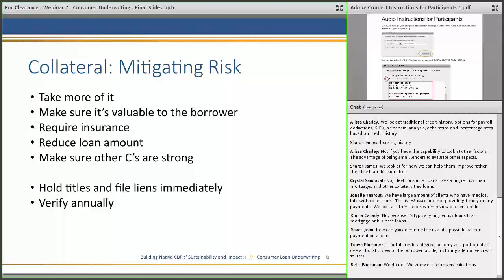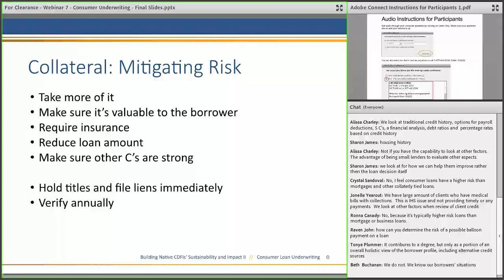Reduce the loan amount. If they're asking for $10,000, and based on the 5 C's in your evaluation of their credit you decide you want to give them a loan, maybe they should only have $7,500 instead of the $10,000, or half of the $10,000, or something like that. I always make sure that the 5 C's are strong, of course. Hold titles and file the liens immediately. Actually hold the titles to these collateral items in your office, in the loan file.